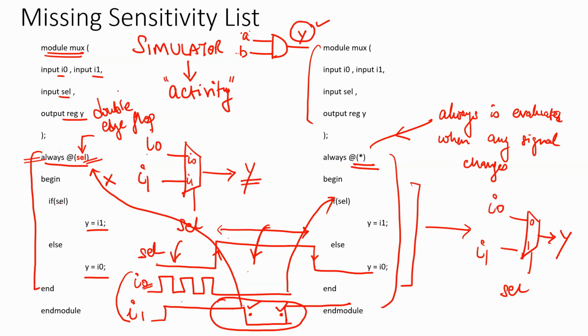So in synthesis and simulation, clearly we will see a mismatch. The netlist behavior will be like this. The simulation model RTL behavior will be like this. We will have labs for this. We will see there in detail.